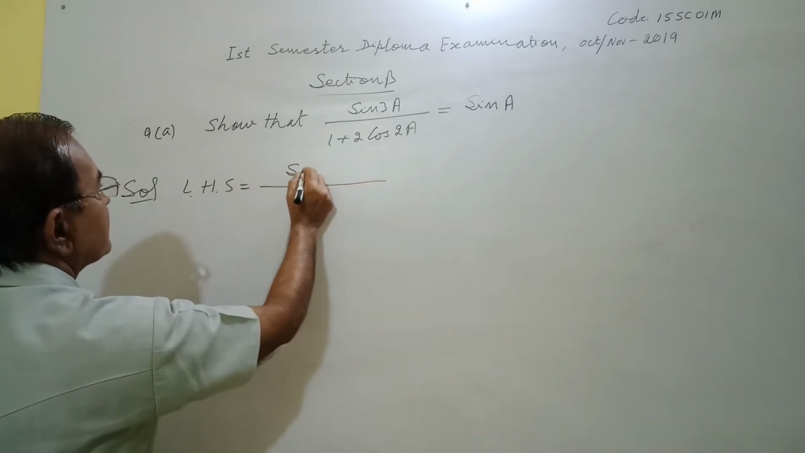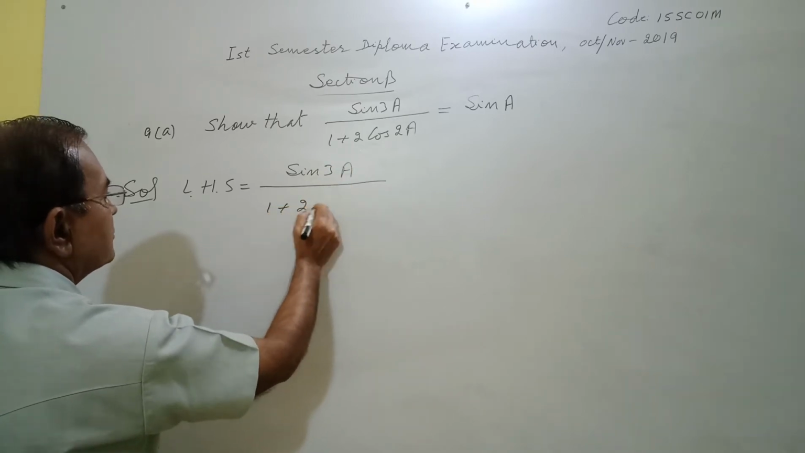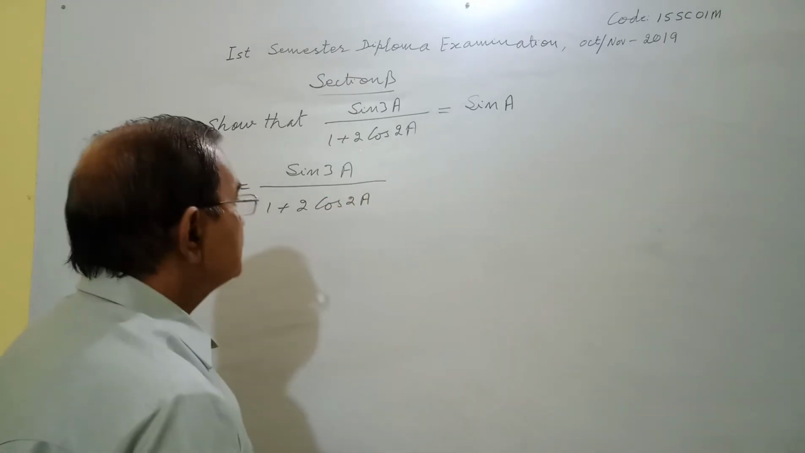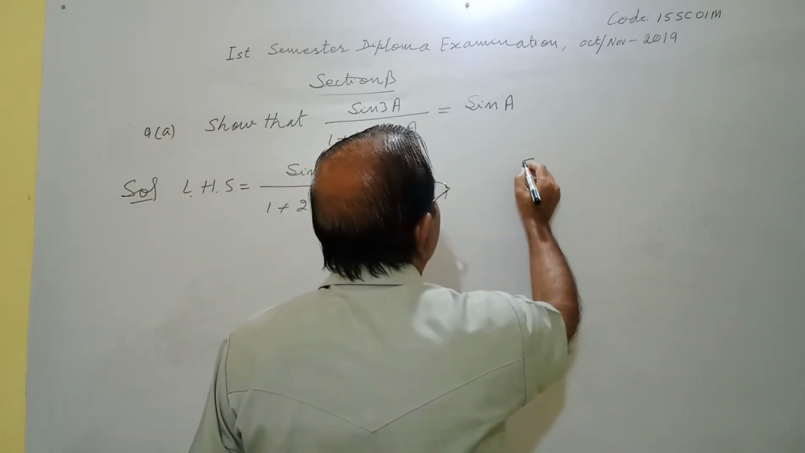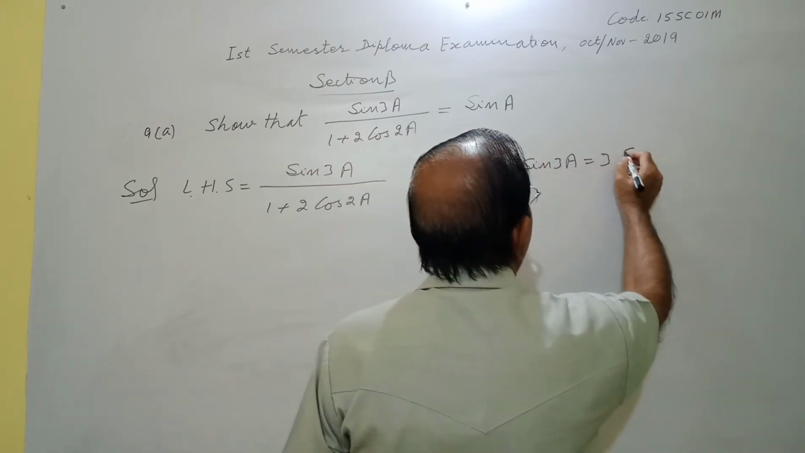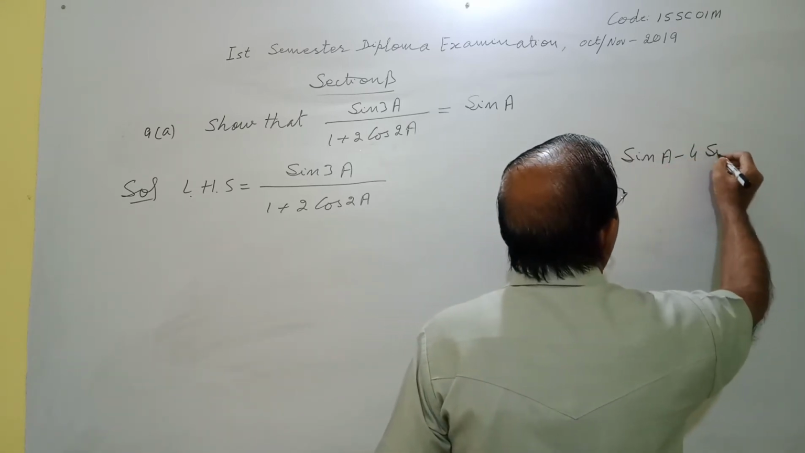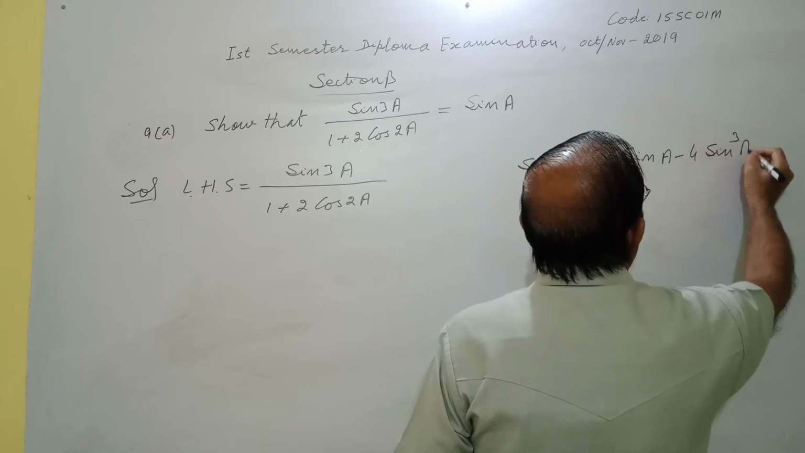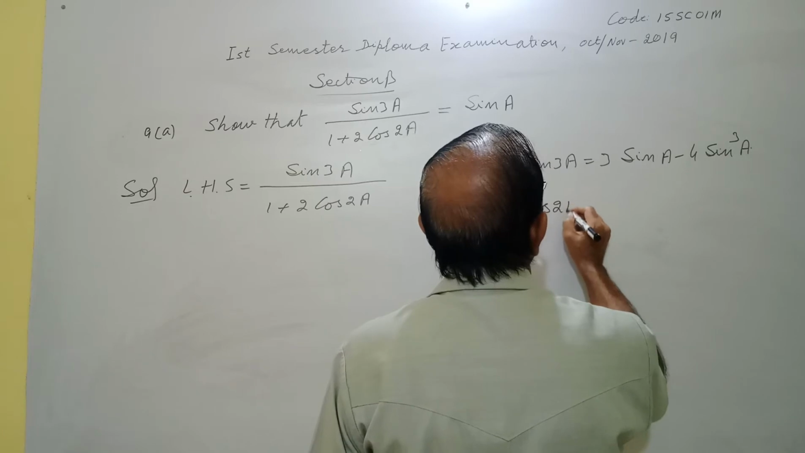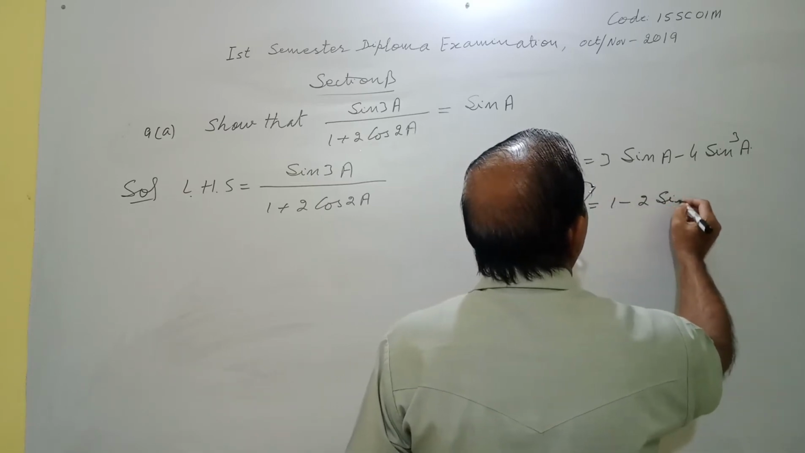Sin 3a over 1 plus 2 cos 2a. Use the identities. Sin 3a is 3 sin a minus 4 sin cube a. Cos 2a is 1 minus 2 sin square a.